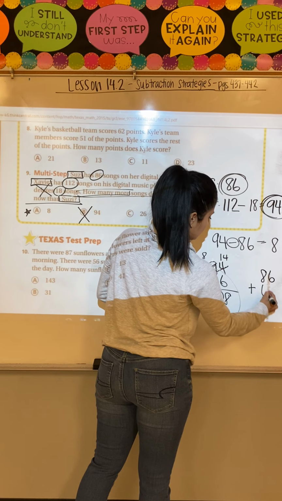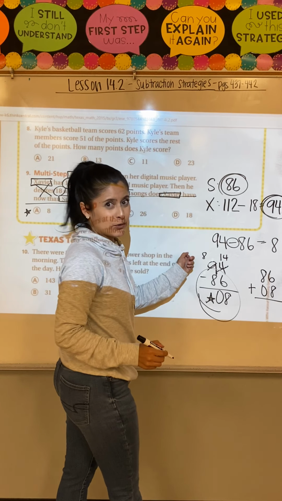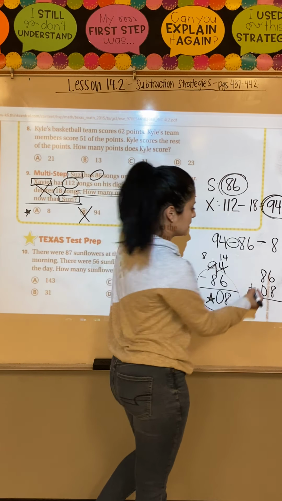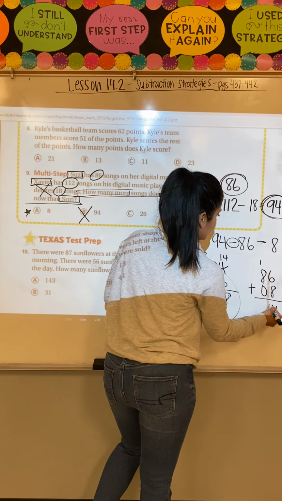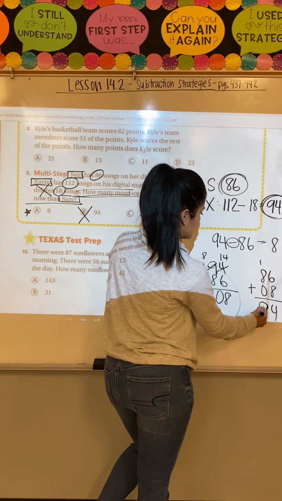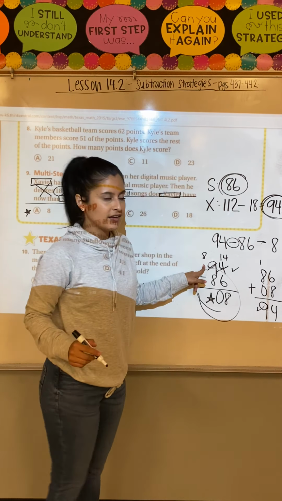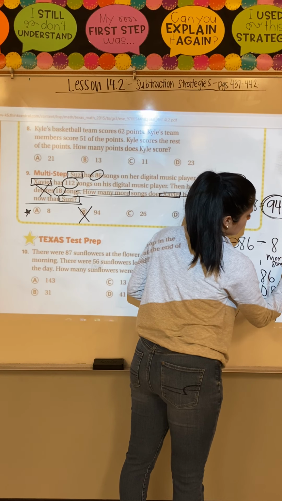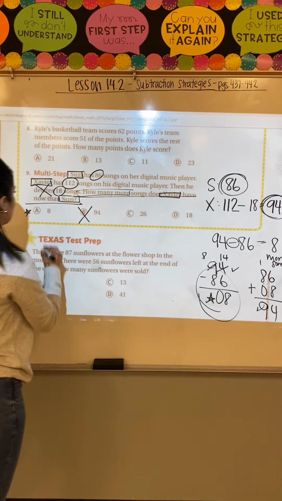Let's add. Let's see if we get back up to 94. 6 plus 8 is 14. 8 plus 1 is 9. Did we subtract correctly? Yes. So how many more songs does Xavier have than Susie? Well, he has 8 more songs than Susie has.